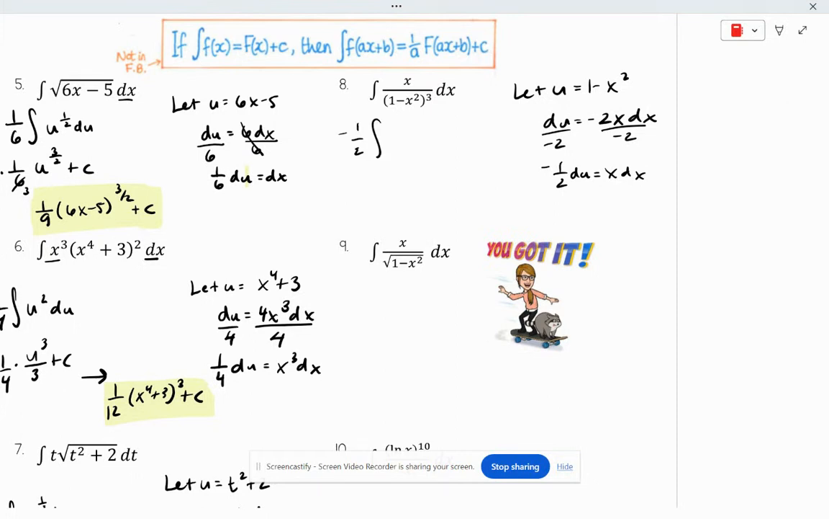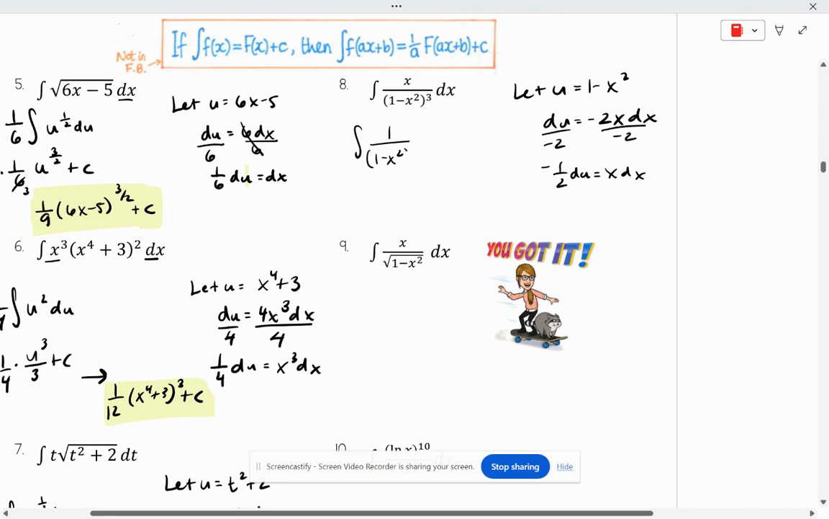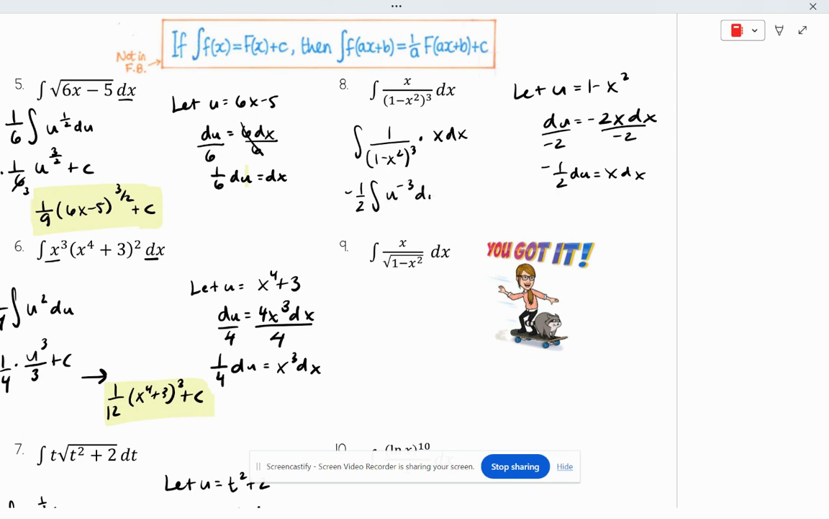All right, now think. Hold on, let me split this up for you so you can really see what's going on. If I have something that looks like this, 1 over 1 minus x squared to the third times x dx, is it a little more clear what our substitution would be? What would u be? u would be to the power of what? What kind of 3, though? Yeah, because it's in the denominator. So now you would have a negative 1/2 out front, and it would be u to the negative third du.